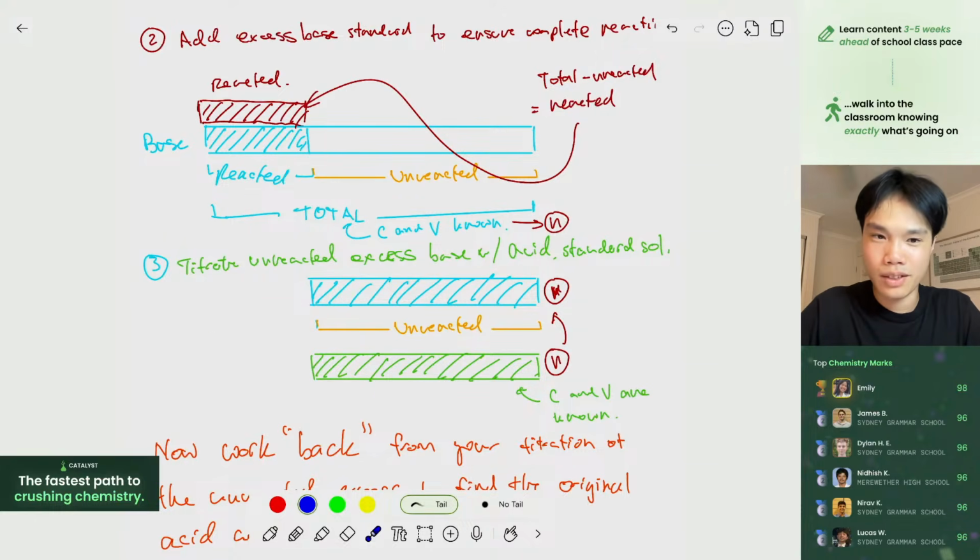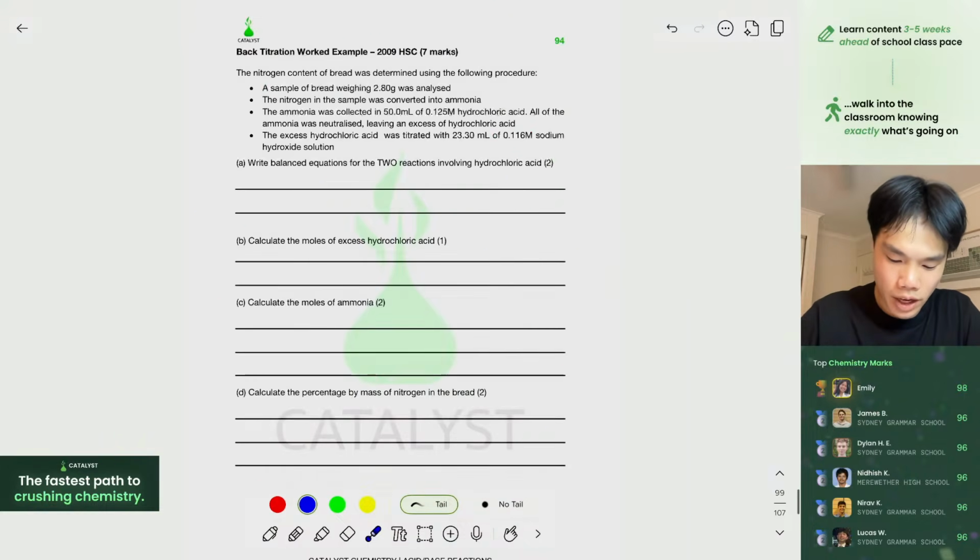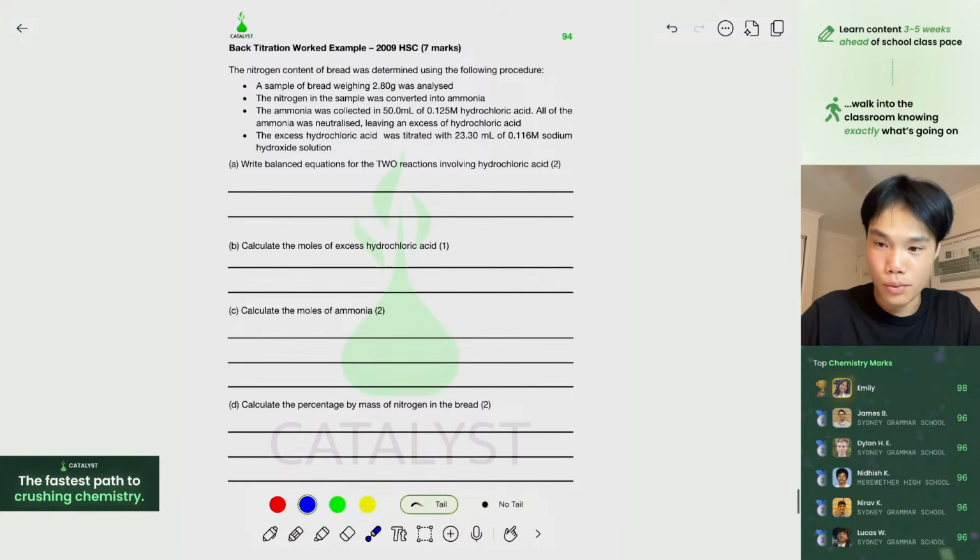Hopefully that makes some sense. And if it doesn't, because I still think it's quite abstract without having done some examples, let's have a go at this together. So, back titration worked example, 2009, reading through.